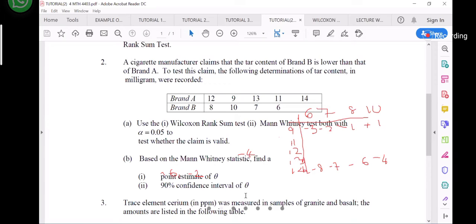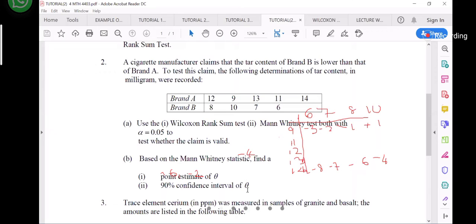So B is lower, so it should be 9 minus 6, because A is higher. Oh, yes, right. B is lower than A. Oh, sorry. This claim is for the testing hypothesis, sorry for that. But for number 2, I just mentioned the 95% confidence interval of theta.